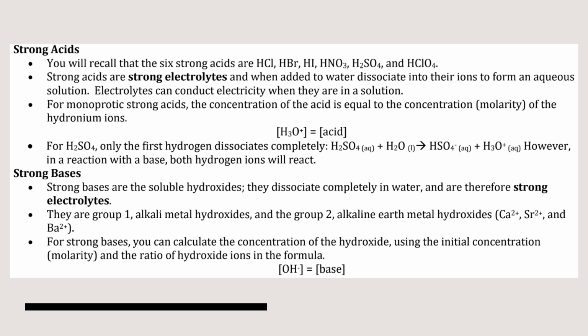Strong bases, they dissociate completely. They are strong electrolytes, group 1, group 2 metals. That's what we're talking about here for strong bases. So lithium, calcium, strontium, barium, etc. You can calculate the concentration of hydroxide using the initial concentration and the ratio of hydroxide ions in the formula.